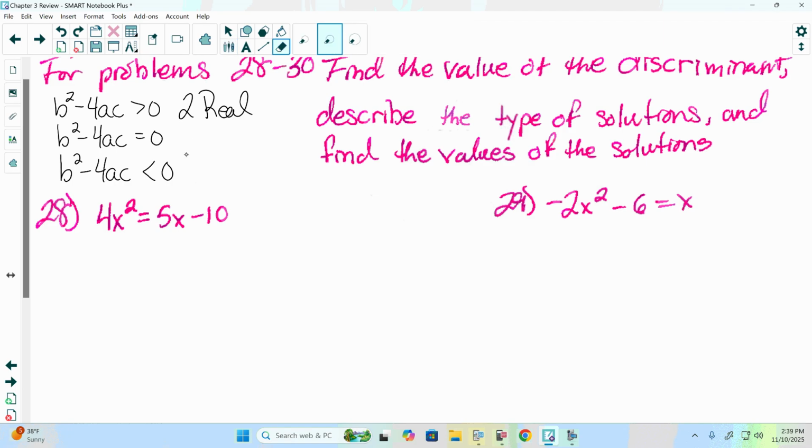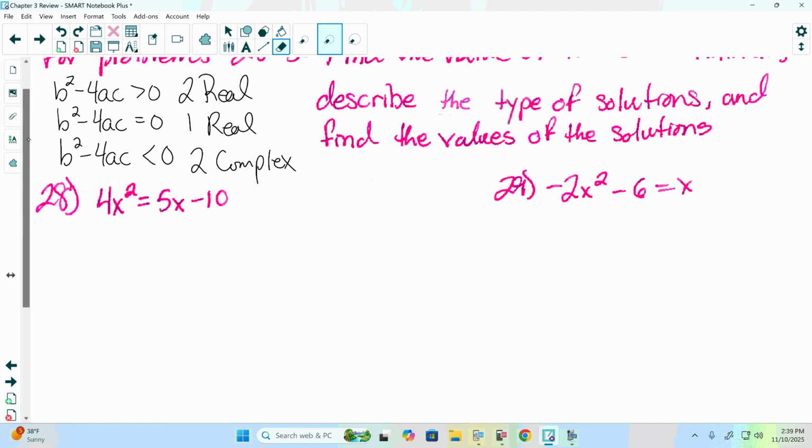If the discriminant b squared minus 4ac is greater than 0, we have two real solutions. If b squared minus 4ac is equal to 0, we have one real solution. And if b squared minus 4ac is less than 0, we have two complex solutions. Greater than 0 is two real, equal to 0 is one real, less than 0 is two complex. So for these here, we need to find the value of the discriminant, our b squared minus 4ac, and then determine the number of solutions, either two real, one real, or two complex.